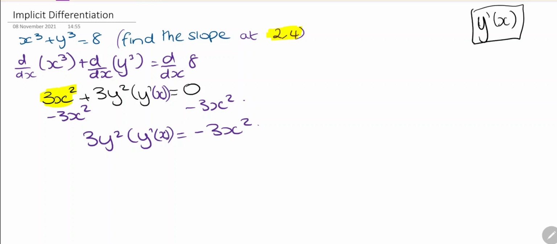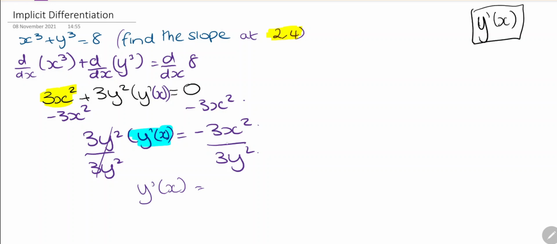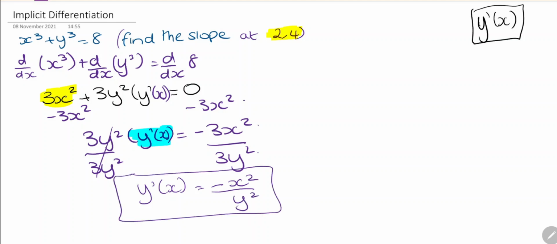Okay, so we want to find this value here. So what we're going to do is divide both sides by 3y squared. And this is going to simplify, so we'll have the derivative in terms of x, so we've got minus 3 and 3 will cancel, so we'll have minus x squared over y squared. So this is our derivative, and we would use this to solve questions.